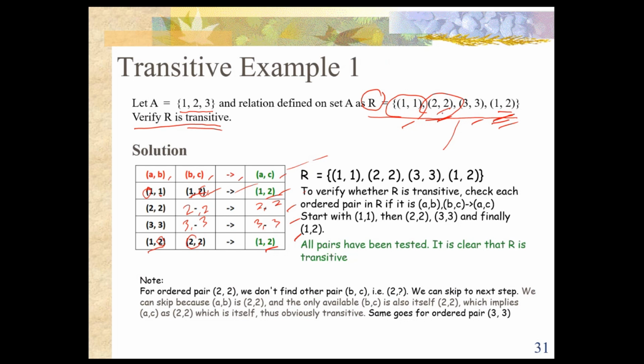Is there any more? Is there a possibility like (1, 2) and then 2 something else? Okay, (2, 2), we already checked it. So no more, right? So we have tested all of them, and so far, all of them are transitive. All pairs have been tested. Therefore, the relation is transitive.